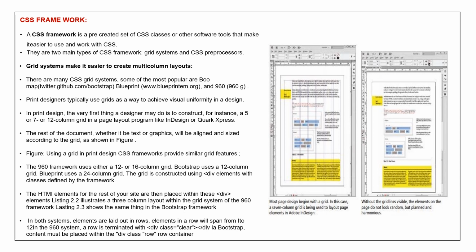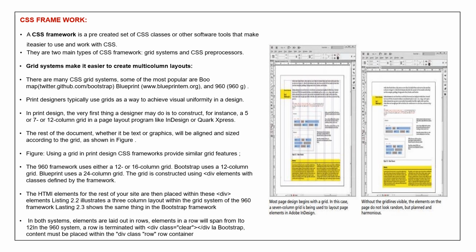Listing 2.2 illustrates a 3-column layout within the grid system of the 960 framework. Listing 2.3 shows the same thing in a Bootstrap framework. In both systems, elements are laid out in rows. Elements in a row will span 12 columns in the 960 system. A row is terminated with the tag div class equal to clear. In Bootstrap, content must be placed within the div class row container.